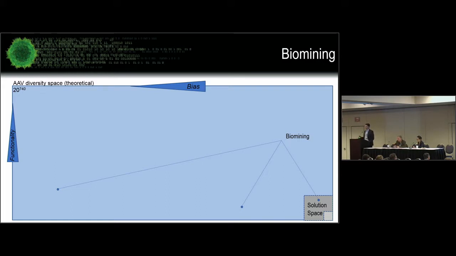It could quantitatively be all the way up to 20 to the power of 740, which is the number of residues that the AAV capsid has. Each time we want to do a perturbation, we want to do that with a certain bias, but obviously we want to retain overall functionality, and those are the two axes here highlighted. We want to get to that solution space in the bottom right, which depending on the ask can be very, very small relative to this overall diversity space. I would argue biomining efforts maximize the functionality axis but are somewhat unbiased, and that's what we found over the years.